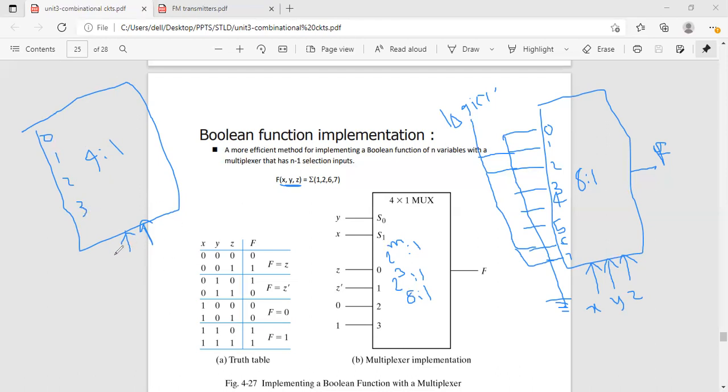అండ్ ఎన్ని సెలెక్ట్ లైన్స్ ఉన్నాయి? 2 సెలెక్ట్ లైన్స్ ఏ ఉన్నాయి. కాబట్టి సో హియర్ వి ఆర్ అస్యూమింగ్ XY ఆర్ ద సెలెక్ట్ ఇన్పుట్స్. XY are the select inputs we are assuming, and Z we are considering as the input here.